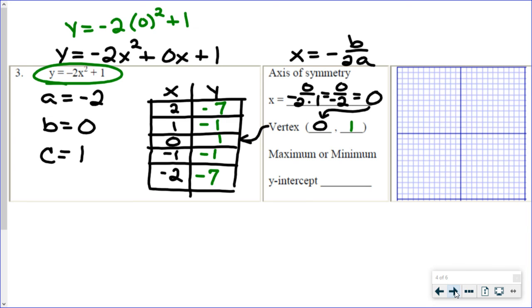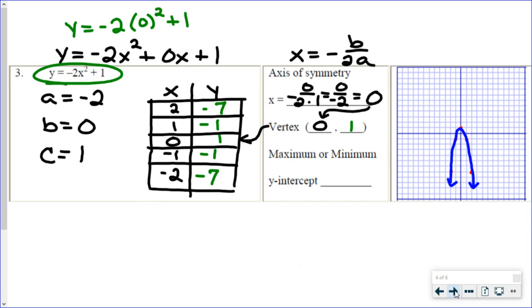If you are good, start plotting your points. So it's 2, -7. Okay. 1, -1. 0, 1. -1, -2, -7. It's going to be skinny. And again, it's not a V. It's just a skinny curve to the best of your ability.